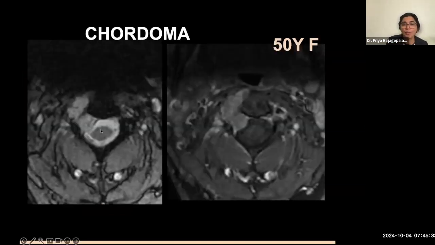Now, here's a chordoma. It was in the cervical region. As you can see, it's a very T2 bright tumor. It was also remodeling the neuroforamen. It was arising from the notochordal remnant of the vertebral body, and started growing into that neuroforamen area.